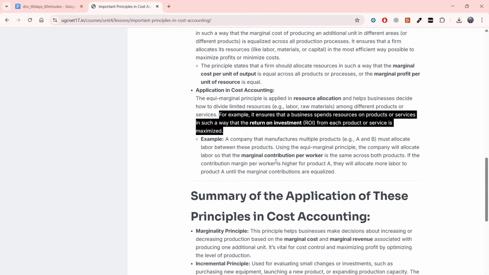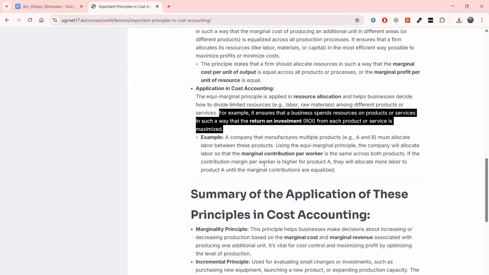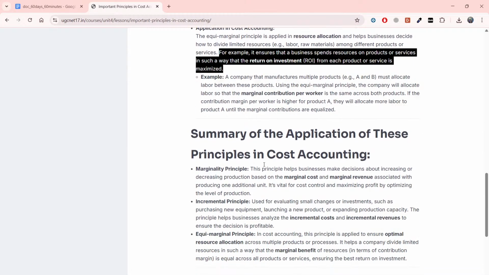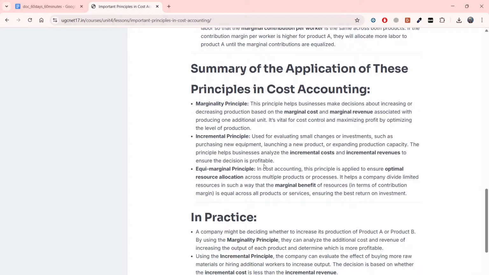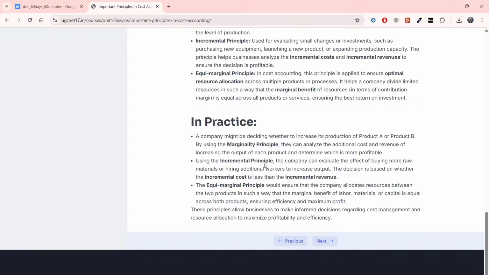To allocate labor between these products using the equimarginal principle, the company will allocate labor so that the marginal contribution per worker is the same across both products. If the contribution margin per worker is higher in product A, they will allocate more labor to product A until the marginal contribution is equalized. So we have studied the three principles.